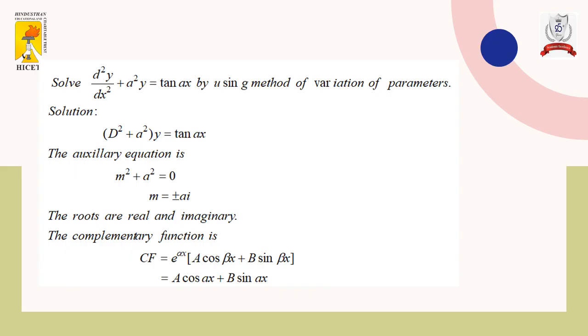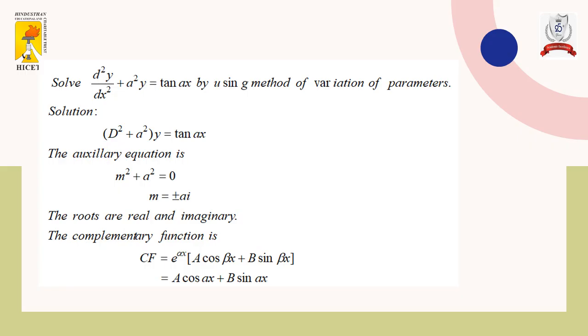For example, solve d square y by dx square plus a square into y equal to tan ax by using the method of variation of parameters. We can write the given differential equation as d square plus a square into y equal to tan ax. To find the auxiliary equation, we simply replace d by m, so m square plus a square equal to 0. We solve the equation: m equal to plus or minus ai.